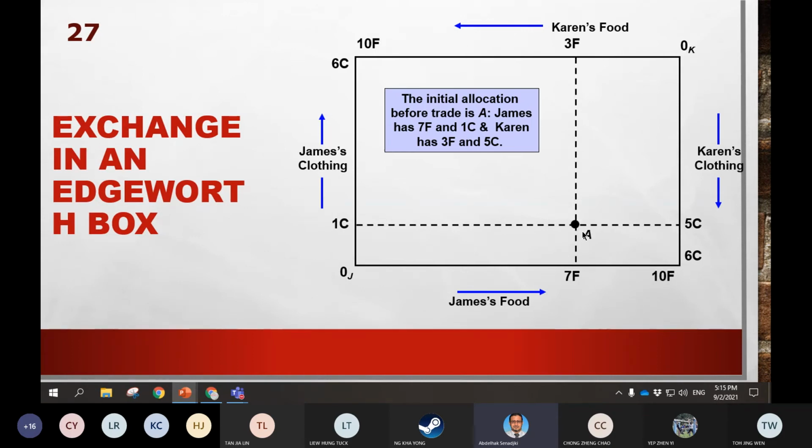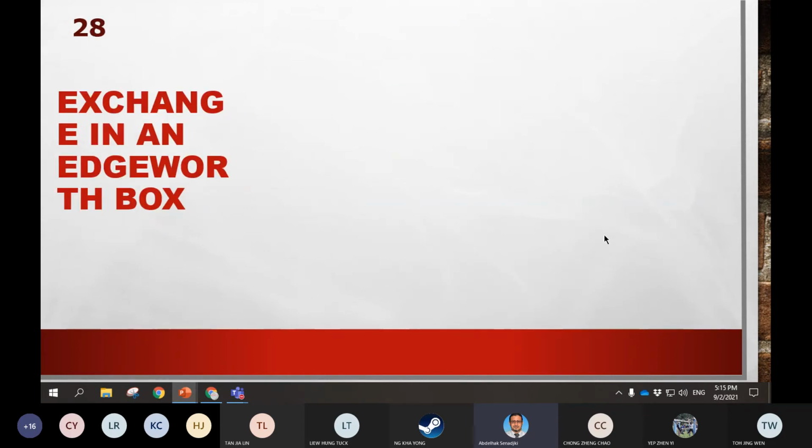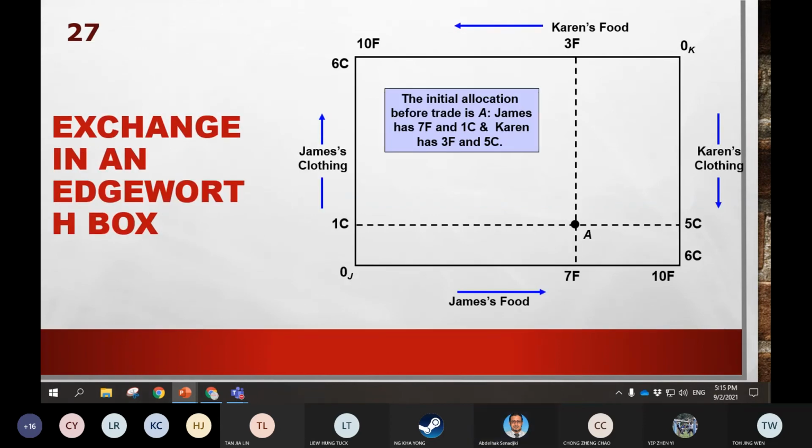So this point A here is the equilibrium. That is very clear. The initial allocation before trade is at point A, where James has 7 food and 1 cloth, and Karen has 3 food and 5 clothes.